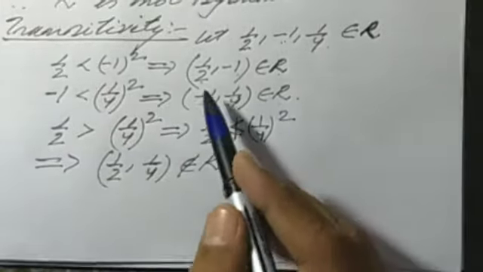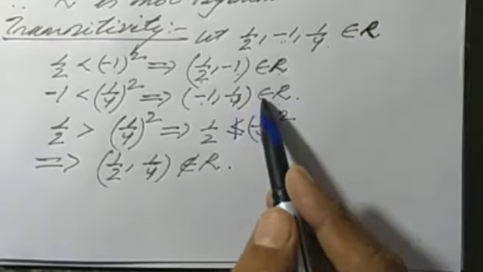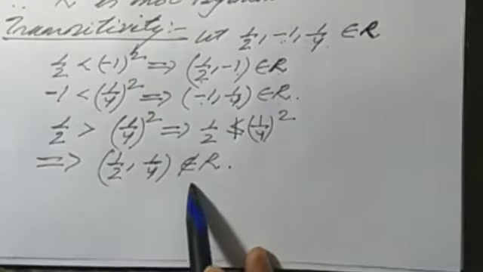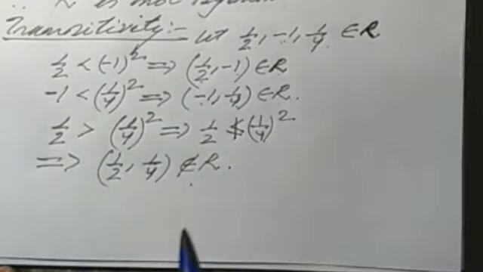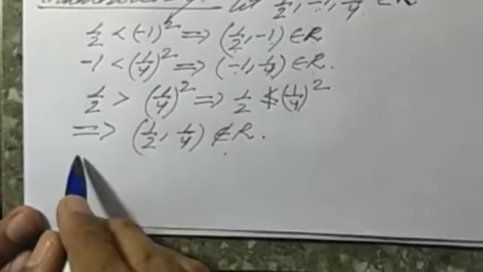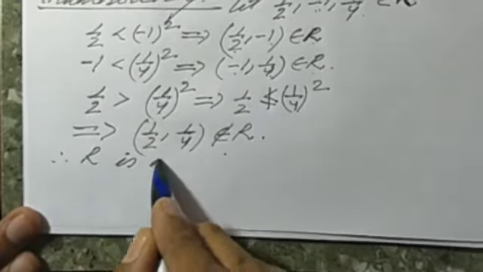So as we have shown, (1/2, minus 1) belongs to R, and (minus 1, 1/4) belongs to R, but (1/2, 1/4) does not belong to R, which is the violation of the condition of transitivity. So the relation is not transitive. Thus we may say that R is not transitive.